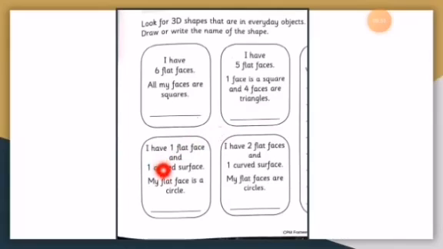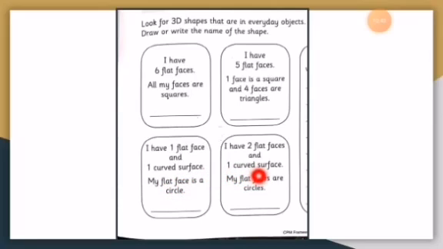Now let's read the next property. I have 1 flat face and 1 curved surface. My flat face is a circle. Think about which shape this is. That is a 3D shape. Again I am going to read the property. I have one flat face and one curved surface. My flat face is a circle. Yes, excellent. Your answer is correct. The name of that shape is cone. Very good.